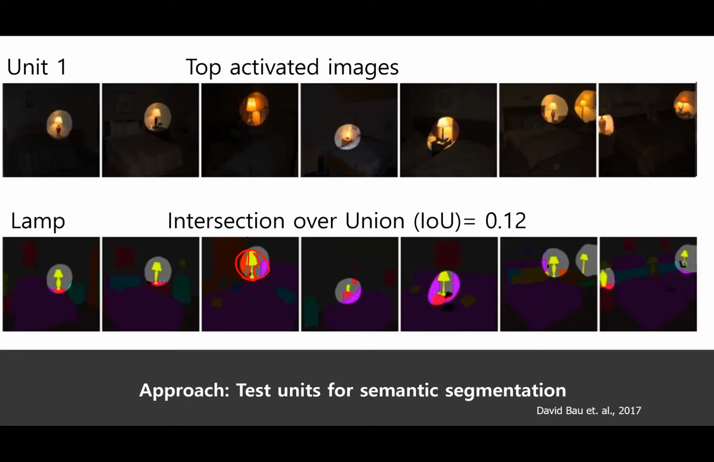So based on the label for the lamp, we check how much portion of this lamp will overlap with the highlighted mask. Sometimes the lamp will go up and down, something like this, and out of all the area, we compute the overlapped area. That is the mean intersection over union. That is a score, so 0.12.